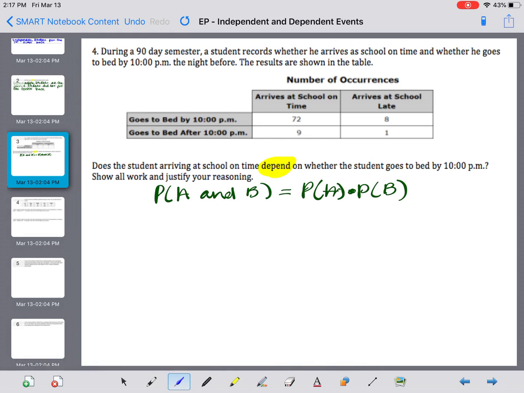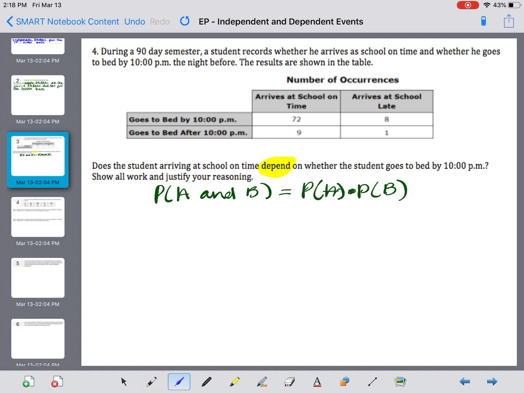We didn't have to do the tests in 1 through 3 because we weren't given data. We were just given these random scenarios, and based off the scenario, what was happening, we had to determine if they were independent or dependent. Here we're given a table, we're given data, so we can use that data to help us answer this question. Okay? So the probability of A and B, well, sorry, I probably wrote this a little too early. Let's determine what our A and our B are.